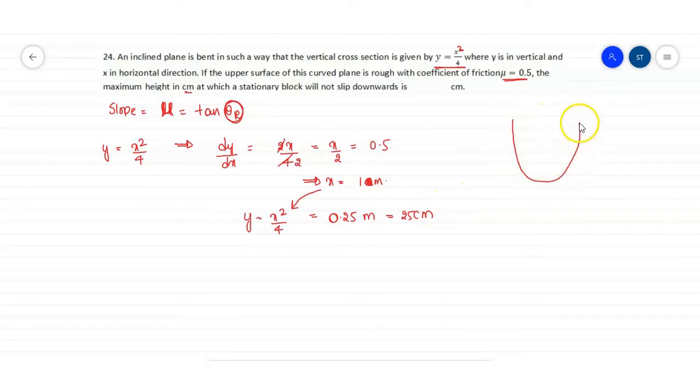Just for the feel, I am drawing the diagram here. This is our given curve, parabolic curve, y is equal to x square upon 4. When the block is at its maximum height, it will be just about to slip. So when we draw a tangent to the graph, this theta will be equal to angle of repose theta r, or the slope will be equal to tan theta r, which is nothing but the coefficient of friction mu. So 25 will be the correct solution for this question.